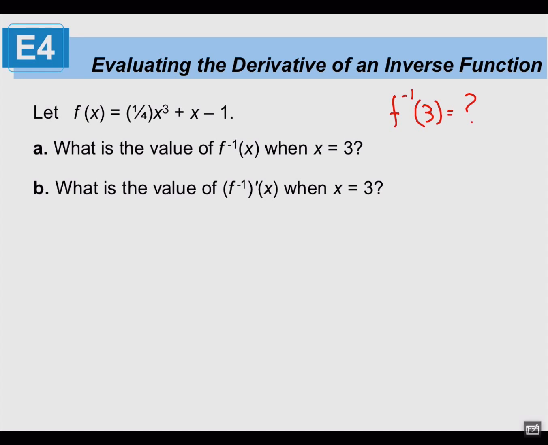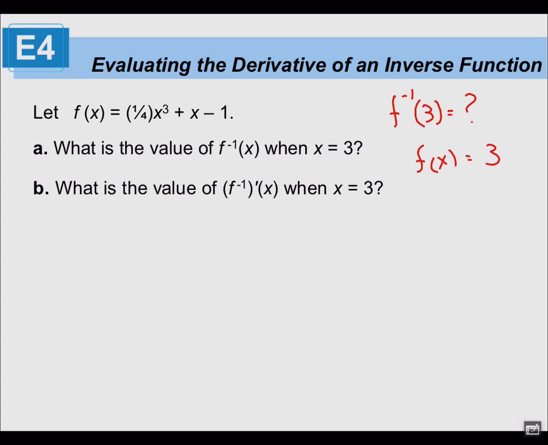There's a couple ways we can do that. We could go and figure out what the inverse function is, but you can see that that's either a big pain or it's impossible. We have a function that would be x equals 1/4 y cubed plus y minus 1, and you have to solve that for y. Too much work. So we're going to use a different technique. We're looking for this value here when f inverse is equal to 3. So instead of doing that, I'm going to do this and figure out what x is. Because those are the same thing.